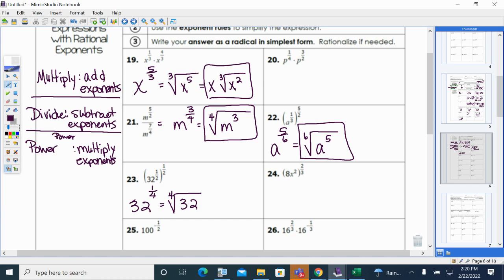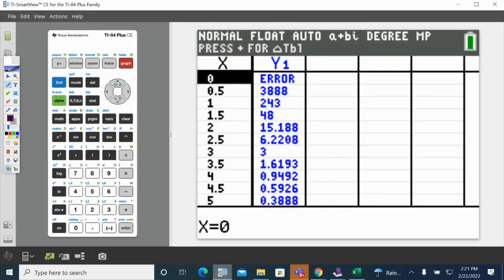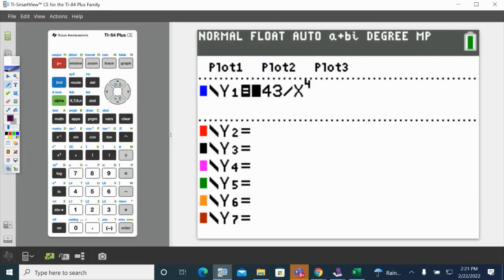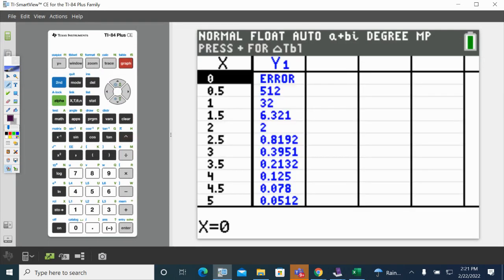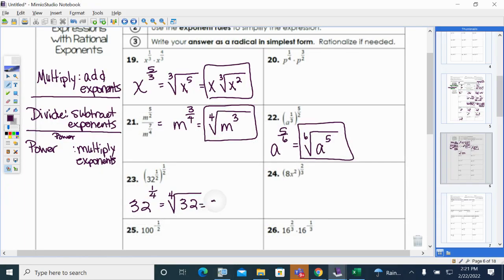So the 4th root of 32 should be 2 4th root of 2, but we'll go back and we'll just quickly double check. So I have 32 divided by x to the 4th power. And there's the 2 radical 2. So 2 times the 4th root of 2.